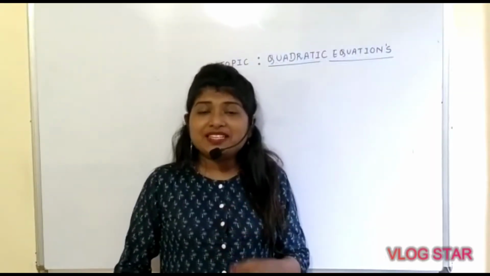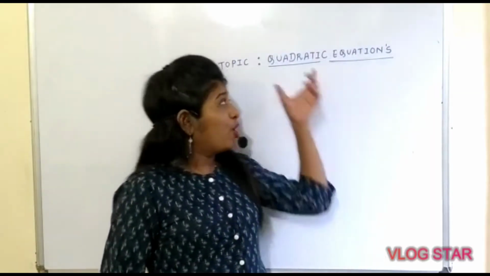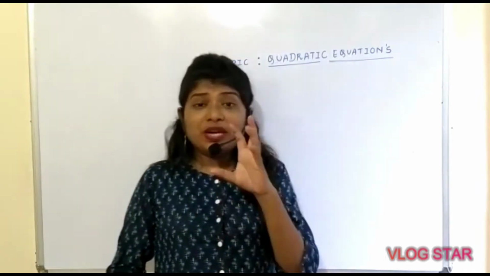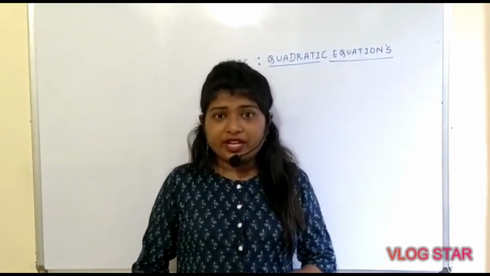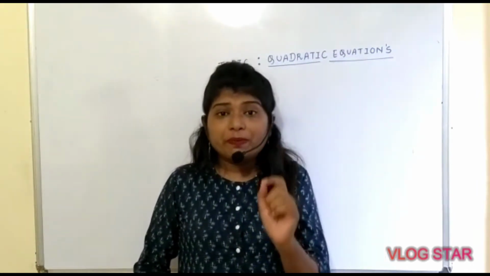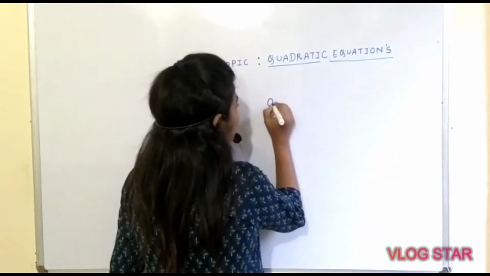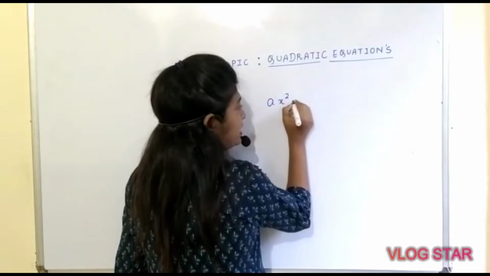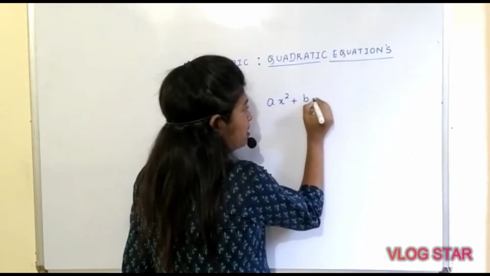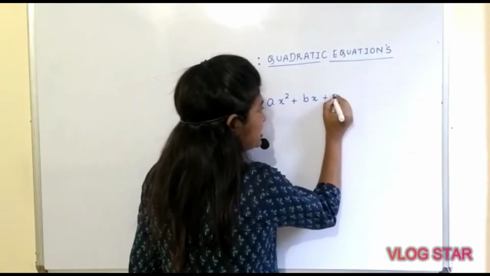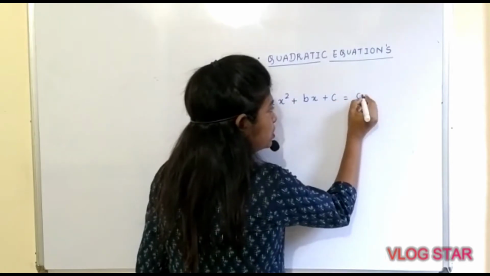Good morning all. In today's lecture we are going to learn the quadratic equation. To understand the concept of quadratic equation, you have to remember the standard form. So what is basically the standard form for the quadratic equation? It is ax² + bx + c = 0.